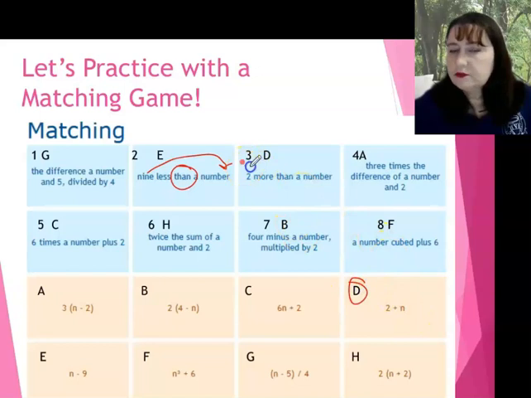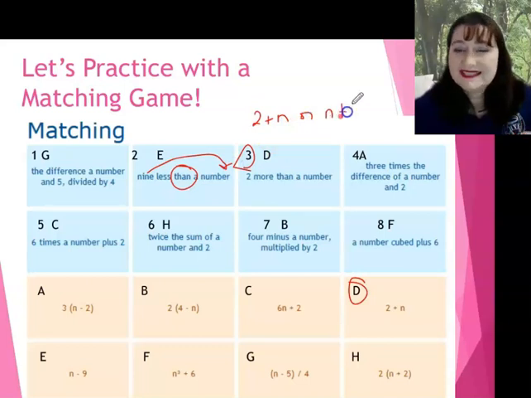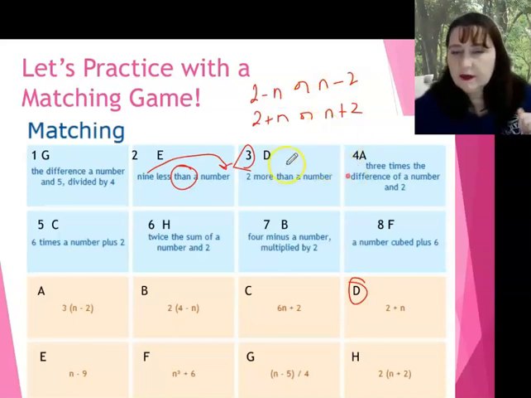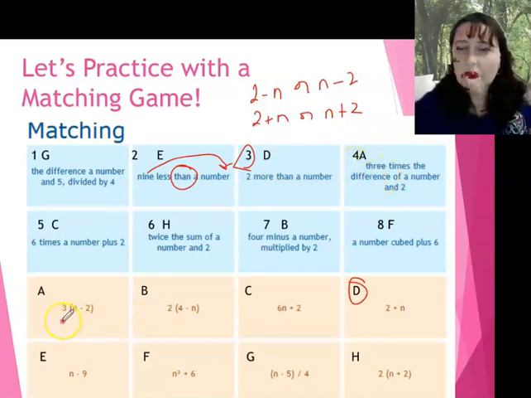Remember, plus isn't as important as minus. I can put 2 plus n, or I can put n plus 2, and that's the same thing. But when I put 2 minus n, or n minus 2, big difference. Sometimes I might get a negative number, so we wouldn't want that for right now anyway. All right, so for 4, we have A, 3 times the difference of a number and 2.